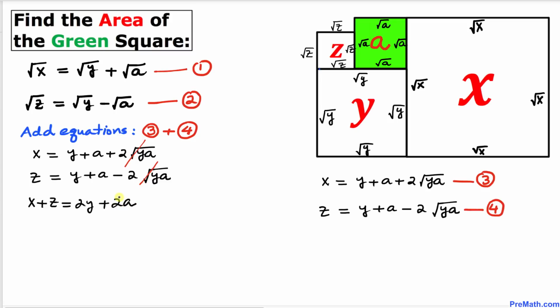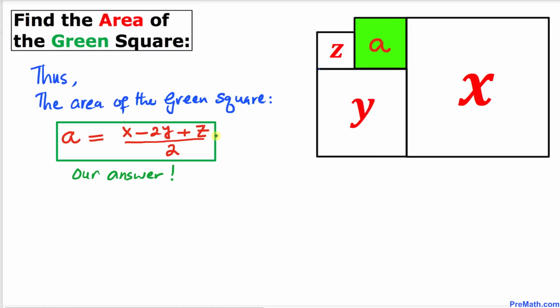Now let's isolate a. We're going to solve for a. So let me move this 2y to the left hand side. So we got x minus 2y plus z equal to 2 times a. Let me divide both sides by 2. So that means our a value turns out to be x minus 2y plus z, divided by 2. And thus here's the area of our green square.